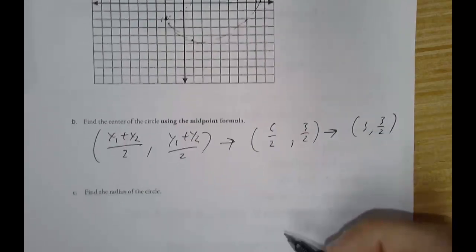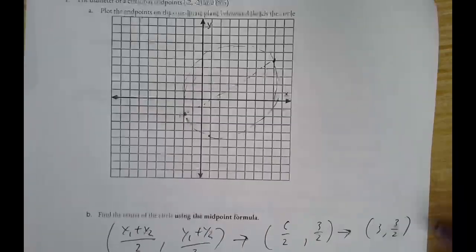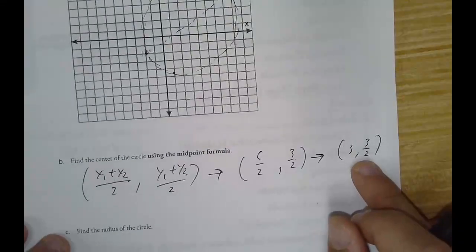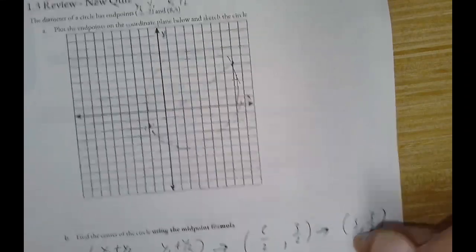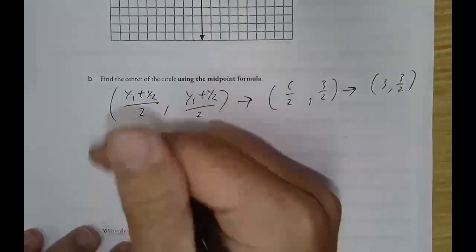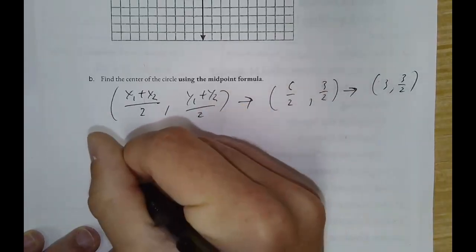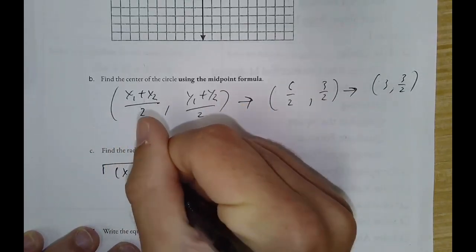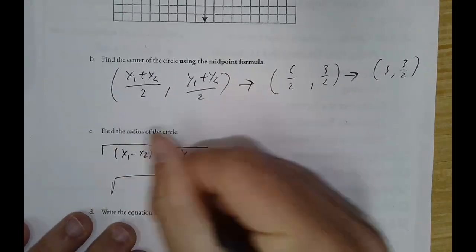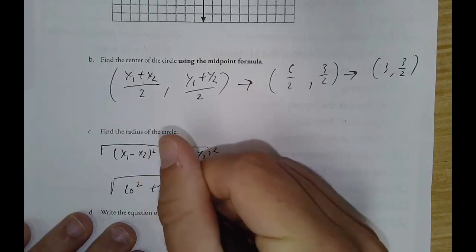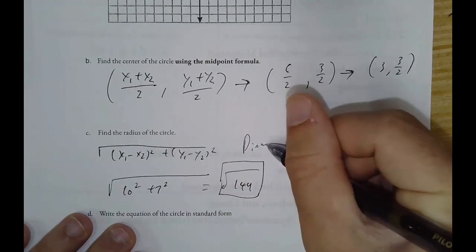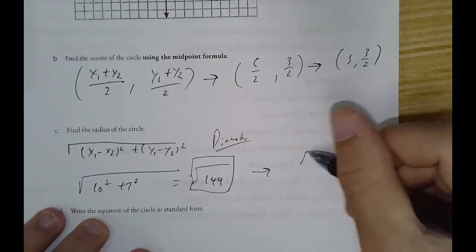Now finding the radius of the circle. The radius is not the diameter, it is half of the diameter. Just because there is a fraction in it, and that adds a little bit of messiness, I'm going to find the length of this diameter, and then divide it by 2. So we use the distance formula, which is the square root of x1 minus x2 squared plus y1 minus y2 squared. This is 10 squared plus 7 squared, which is the square root of 149, where this is the diameter. So the radius is root 149 over 2.